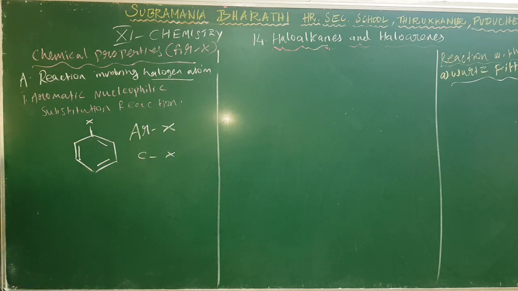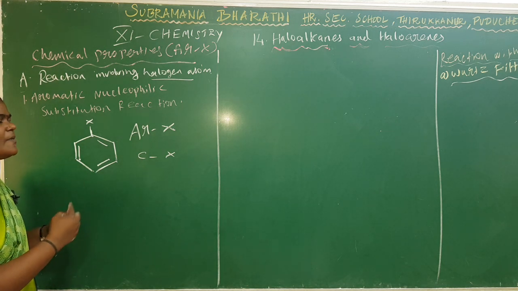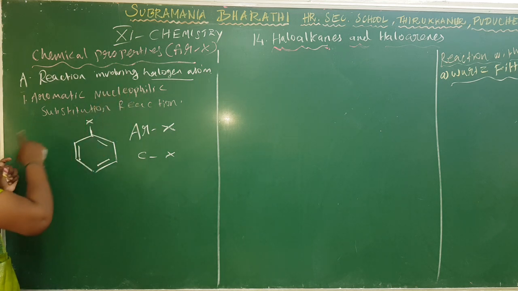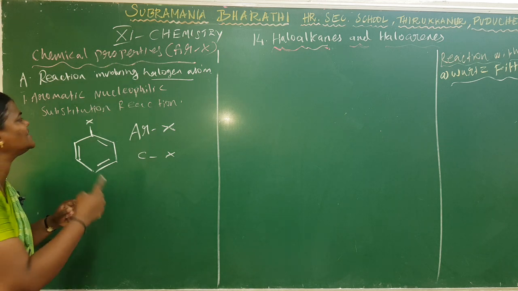What reactions involve the halogen atom, and otherwise what reactions involve the benzene ring, that is what we are going to see. First we are taking the reactions of the halogen atom. The first reaction is aromatic nucleophilic substitution reaction.